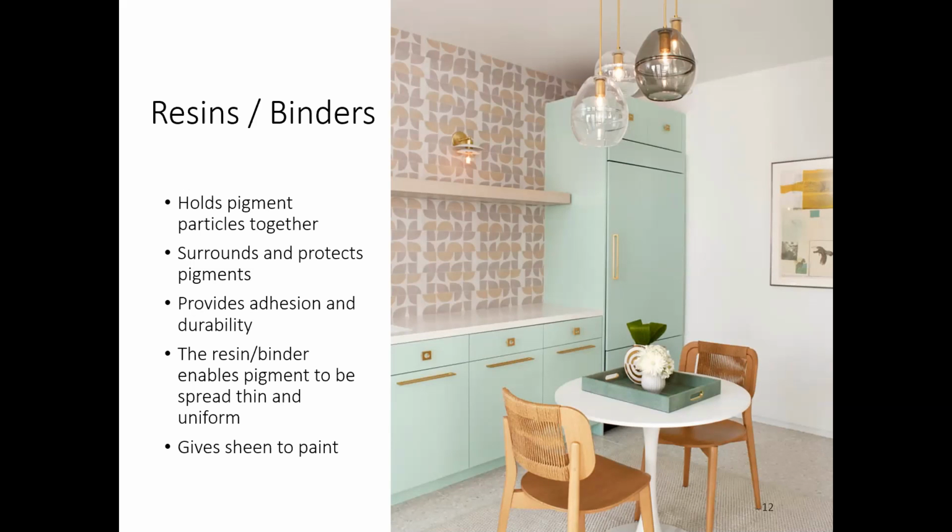And getting farther along with resins, this is a little bit redundant. Holds those particles together, protects, provides adhesion and durability. So this is, again, where we get our durability from, is the resin. And it enables the pigment to be spread thin and uniform and gives sheen to paint. This is where we get our sheen. And this is so important to you as designers, because you have to select a sheen, especially for the exterior, because even though we like that flat look, it's not going to protect the paint coating as well.